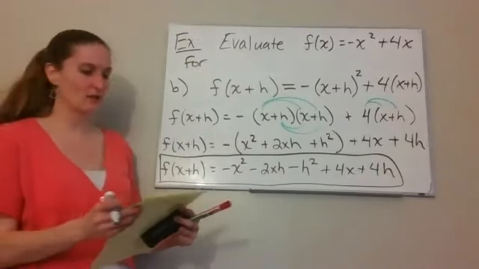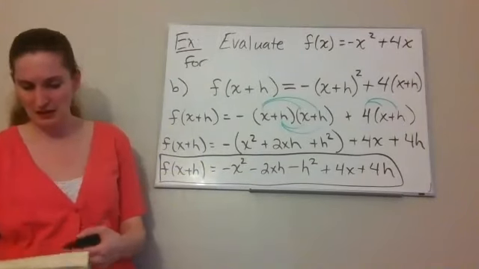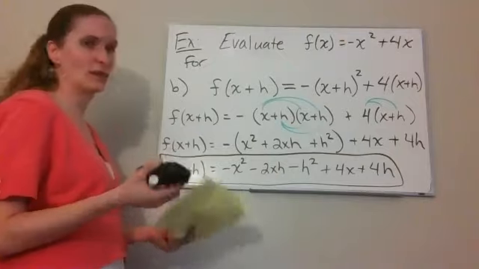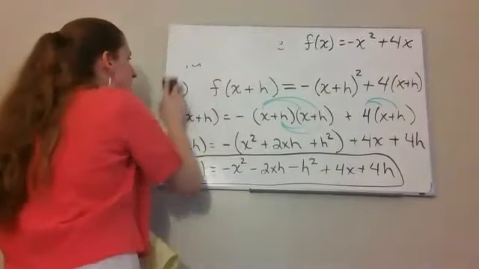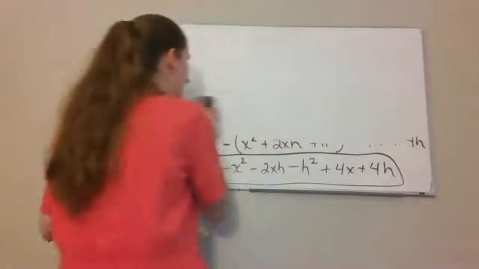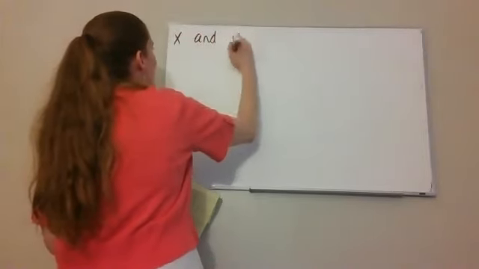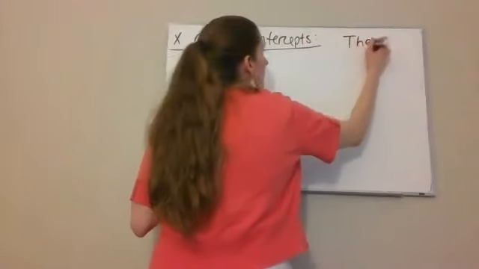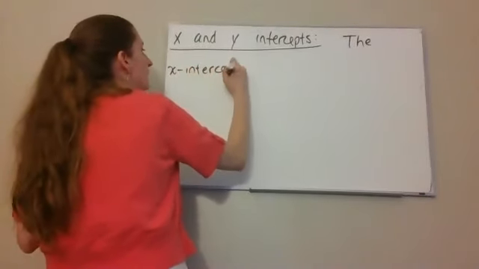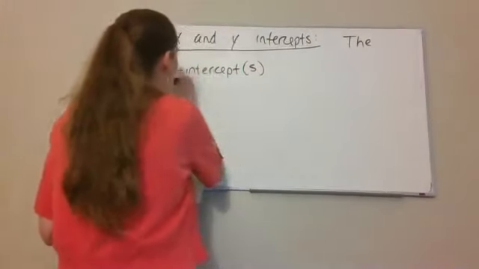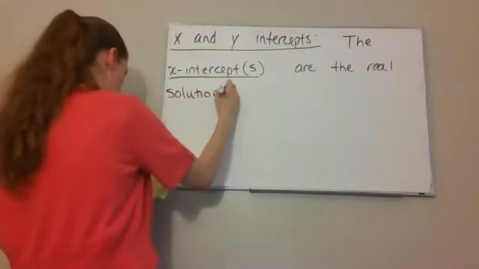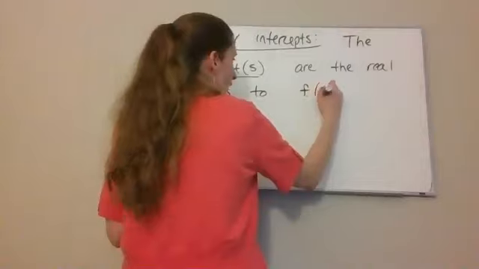All right, so that gave us a little bit of practice trying to figure out what this function notation means and how to deal with it. Now we need to learn a little bit more about our functions, because eventually in this class we're going to do a lot of graphing with functions, so we need to learn some things like x and y intercepts. So x and y intercepts. The x-intercepts are the real solutions to the equation f of x equals 0.